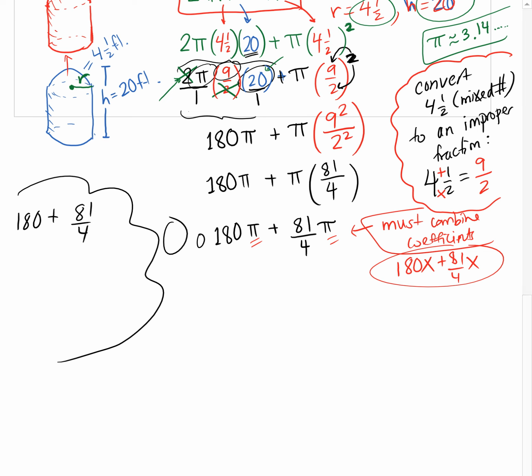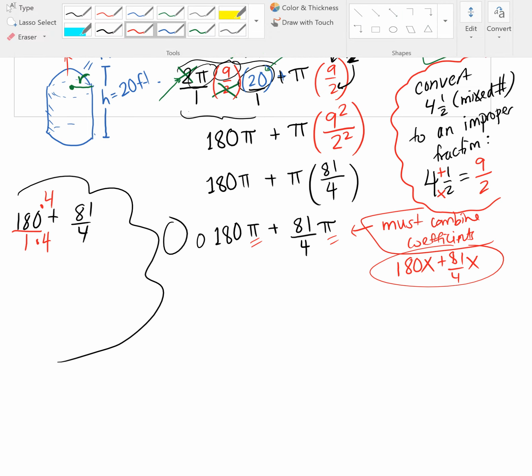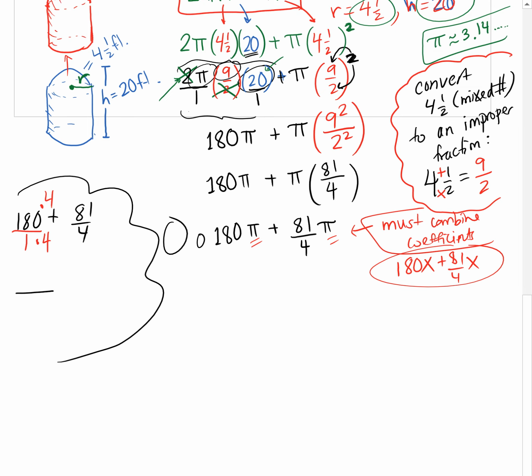Well, I can't add a whole number and a fraction, so I have to put the 180 over 1. And in order to add these, I'll have to have a common denominator. The common denominator will be 4, so I'm going to multiply the first guy by 4 over 4. He'll become, let's see, what's 180 times 4? 720. Ugh. 720 over 4 plus 81 over 4. That'll be, I think, 801 over 4.